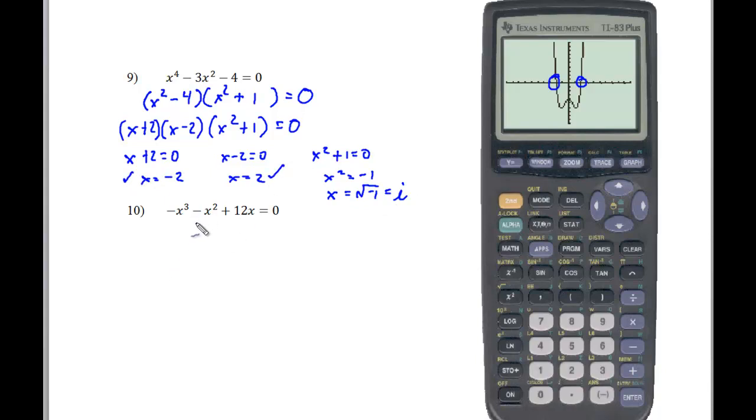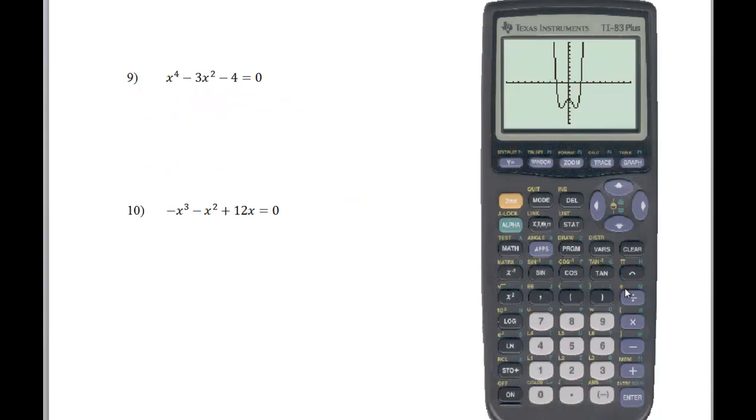Now let's look at problem 10. If I look at problem 10 and type this equation in, negative x, make sure you use the negative key there, x cubed, minus x squared plus 12x. And let's look at the graph. Looks like it crosses at 3 places.